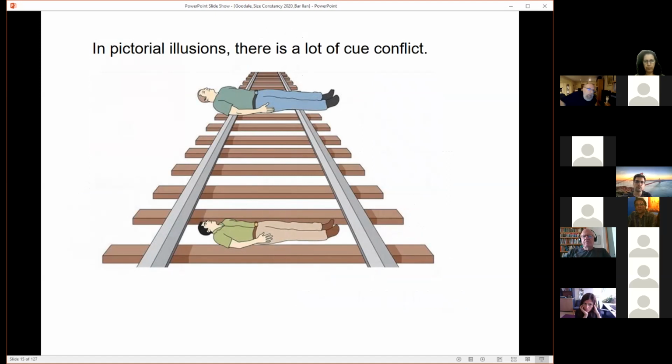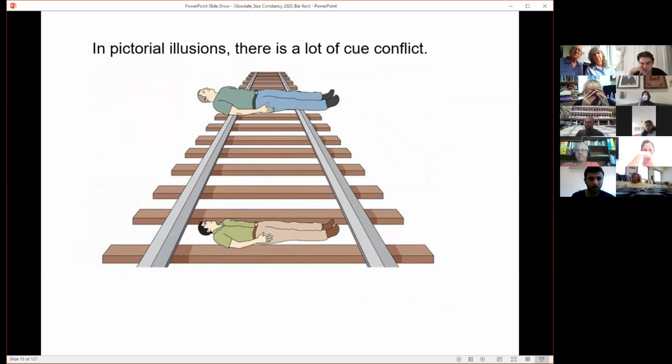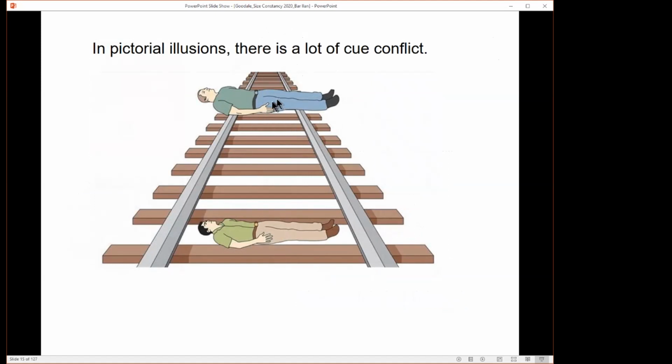And with pictorial illusions, there's a lot of cue conflict. I mean, you realize you're looking at a drawing, it's a flat screen, stereo, vergence, accommodation is telling you that the thing you're looking at is entirely flat, but the strong pictorial cues will nevertheless convince you that the man lying across the railway tracks in this position here appears to be larger than the individual here, when in fact they're the same size.